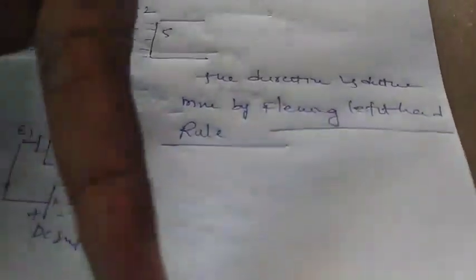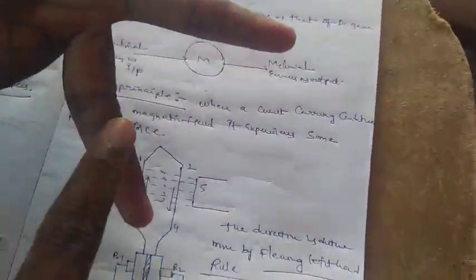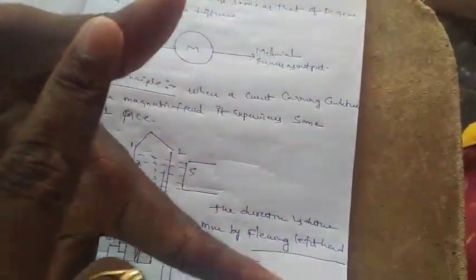The left hand rule is: stretch out the thumb, forefinger and middle finger, these three fingers perpendicular to each other. The forefinger indicates the direction of the magnetic field, the middle finger indicates the direction of current, and the thumb indicates the direction of motion of the conductor.